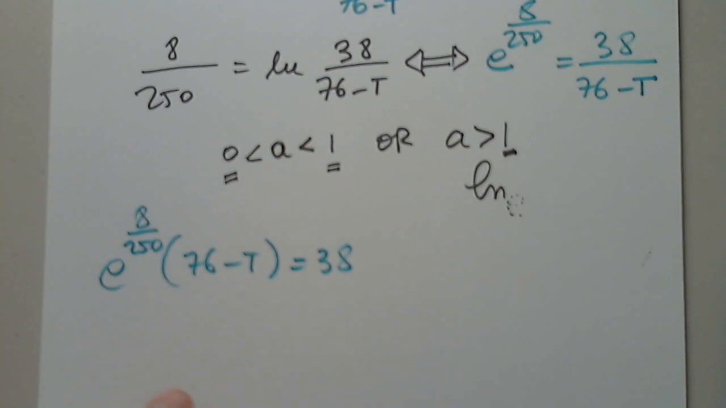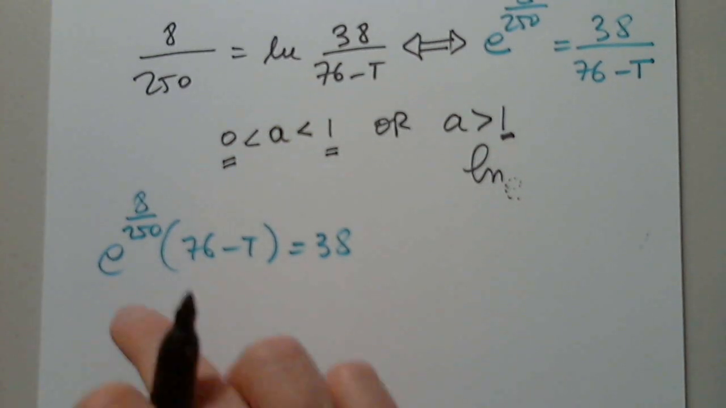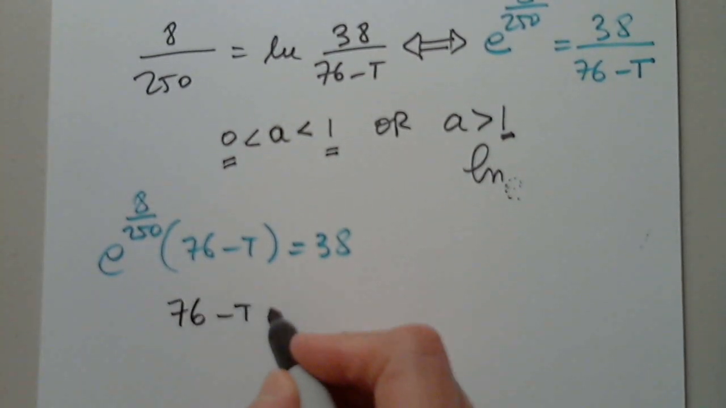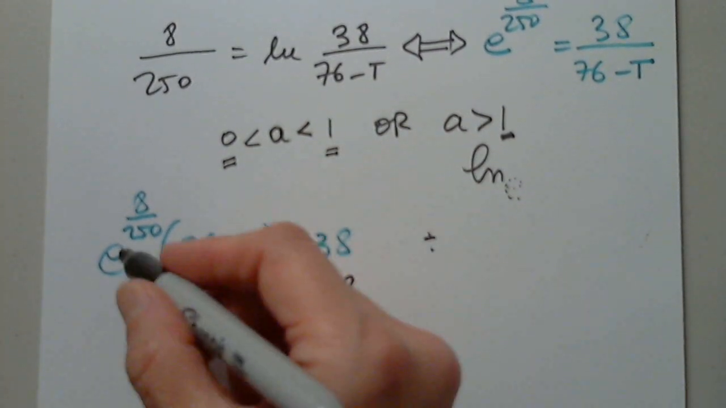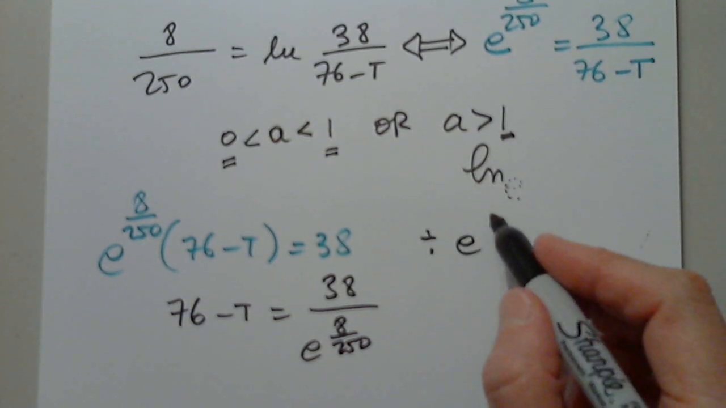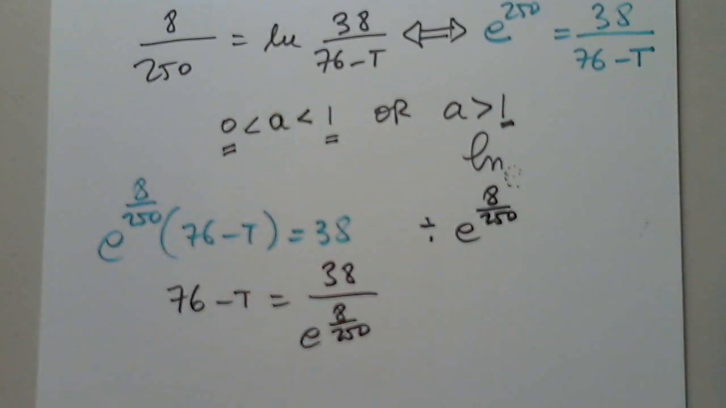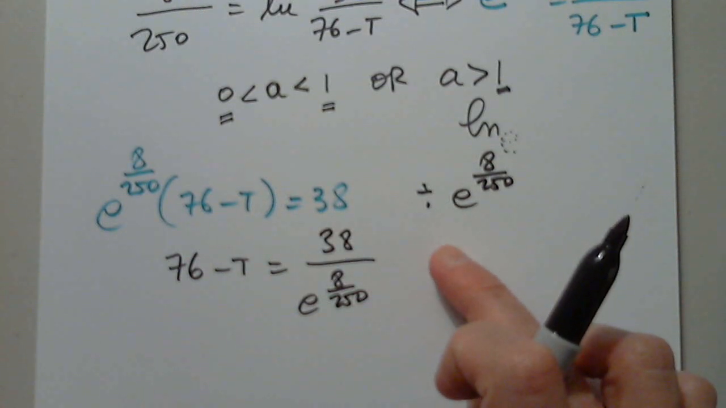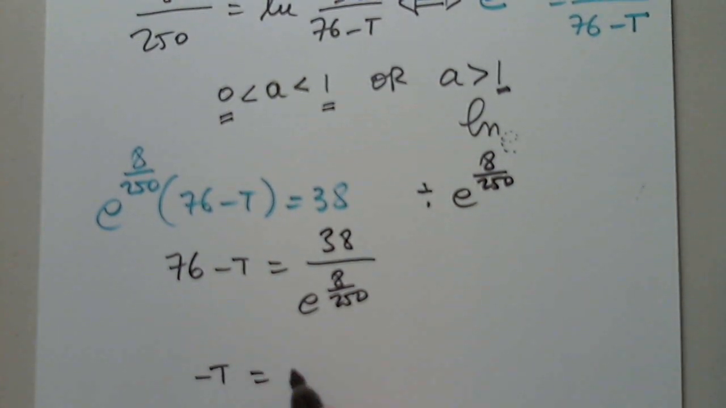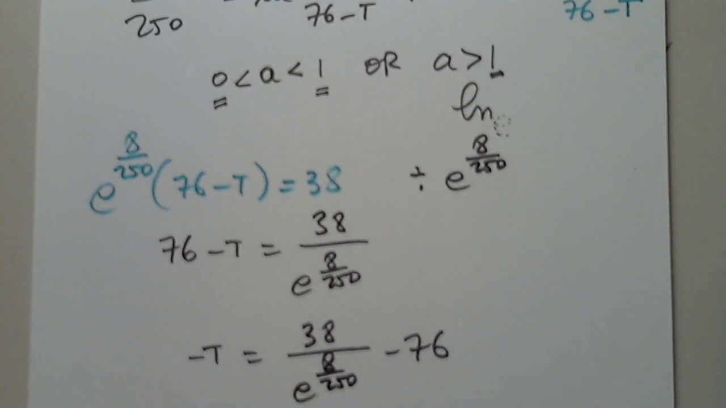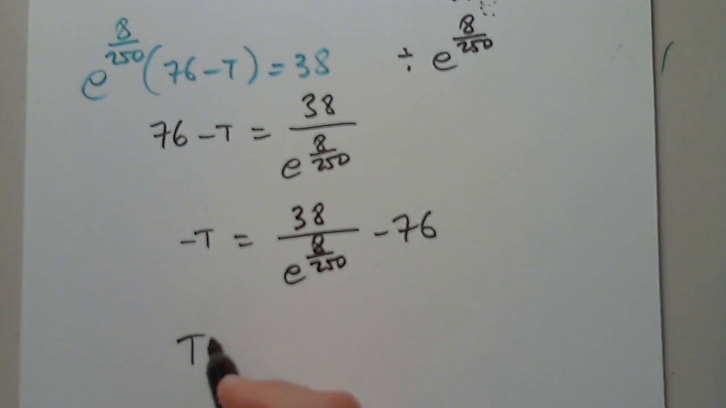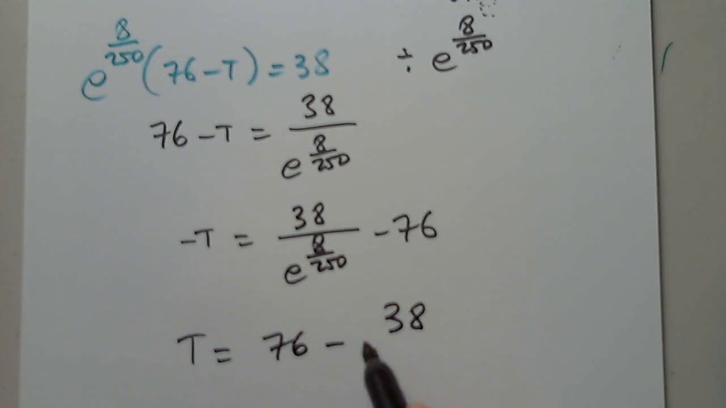Redistribute? Yes, you can. No, it's perfect. But I would prefer getting rid of it. So 76 minus t equals 38 over e to 8 over 250. I divided both sides by e to 8 over 250. But distributing is fine. So of course I'm going to move 76. So negative t equals 38 over e to 8 over 250 minus 76. And yes, you know me, I'm allergic to negative leading coefficients. So I'm going to write 76 minus 38 over e to 8 over 250.